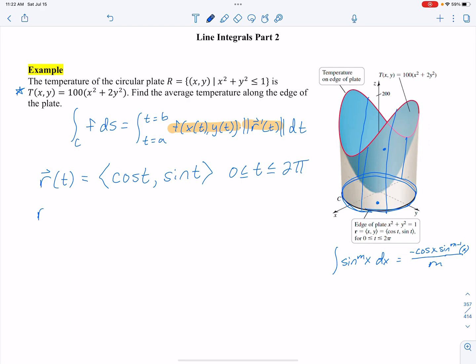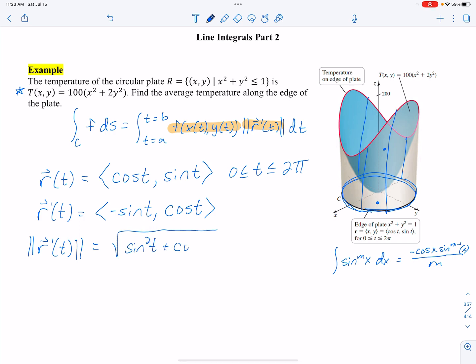We're going to work our way up to the magnitude of the derivative. So we have to find the derivative, which is going to be negative sine t, cosine t. And then take its magnitude. We're going to get sine squared t plus cosine squared t. That's 1. Square root is 1. This makes sense. We know that the length of the tangent vector of the unit circle is 1. We know that. All right, so we have that.